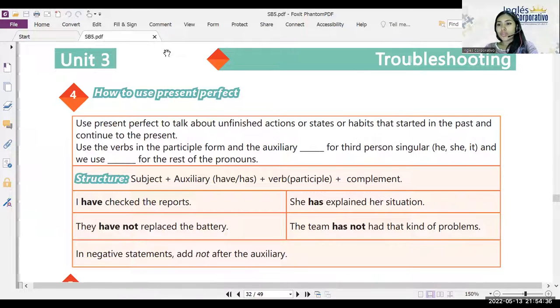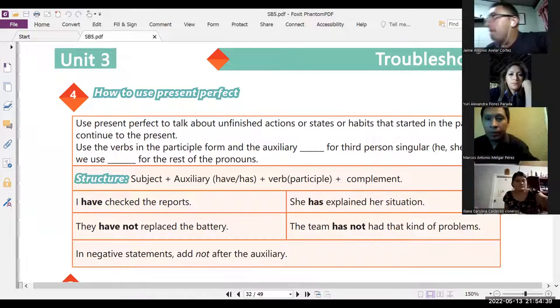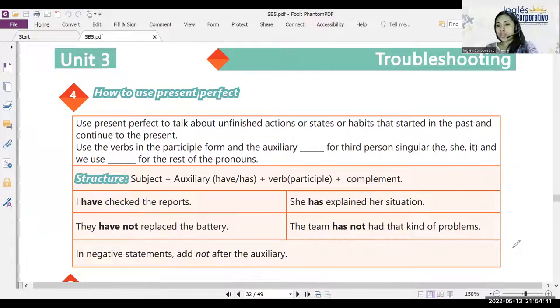Ayúdame con el microphone, please. Se escucha un poquito de ruido, I don't know. Okay, sorry, que los moleste.